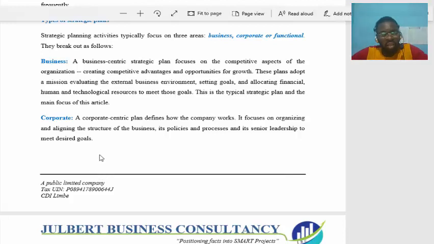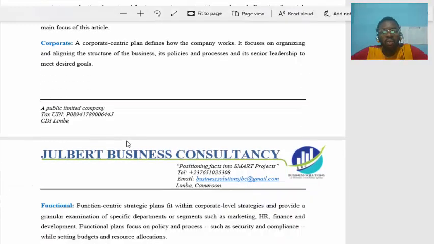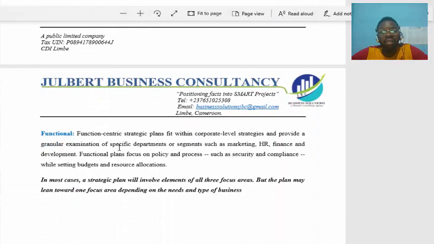We have a corporate strategic plan. It defines how the organization works, the internal rules and regulations, the leadership, the organigram of the organization. We also have functional strategic plans. A functional strategic plan fits within a corporate level strategic plan. It works within the departments.